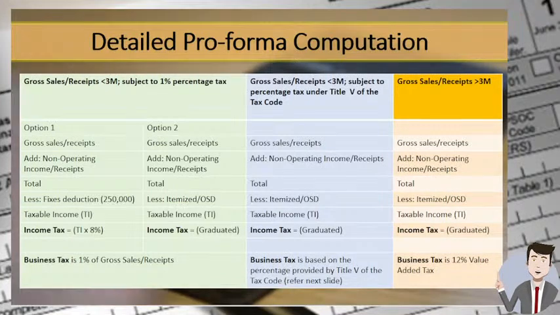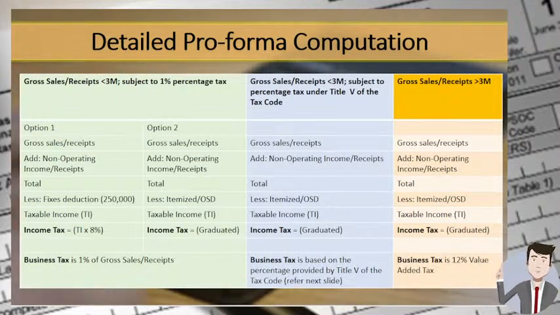Why is it that the basis is gross sales and gross receipts, not taxable income? Because this is the first thing you identify in actual practice, since there's no need for further computation. All you have to do is verify all the gross sales and receipts, and that's when you can identify which bracket applies and what options are available based on your gross receipts.